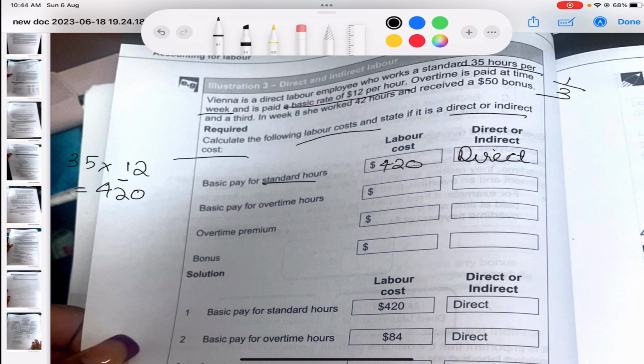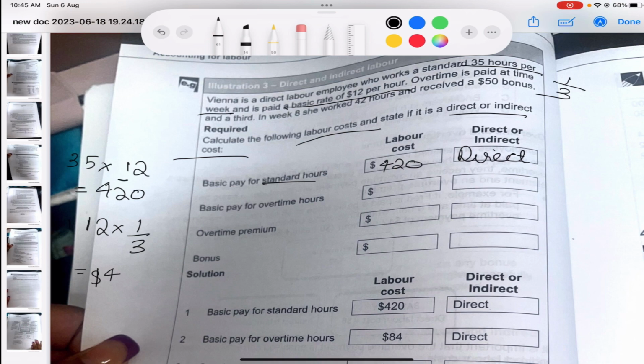Next, basic pay for overtime hours. How many hours are the overtime hours? Overtime is paid at a time and a third. Since the basic rate is $12 per hour, overtime is a time and a third, which is 1/3 of 12, which is $4. So $4 is my overtime premium. I hope you're solving it along with me.